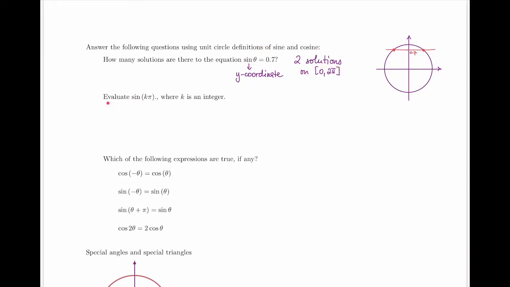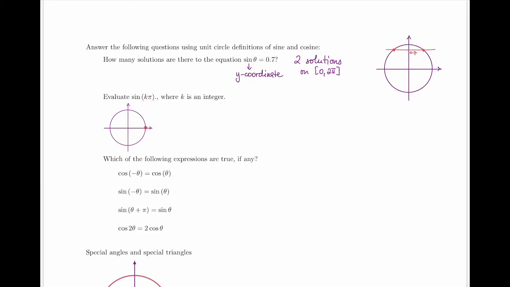Next up, we're asked to evaluate sine of k pi, where k is an integer. So this is an integer, meaning that I am asked to calculate the sine value of any multiple of pi, positive or negative. So again, let's pull up our unit circle here, and let's think about what does that actually correspond to. So any multiple of pi, a whole multiple of pi.